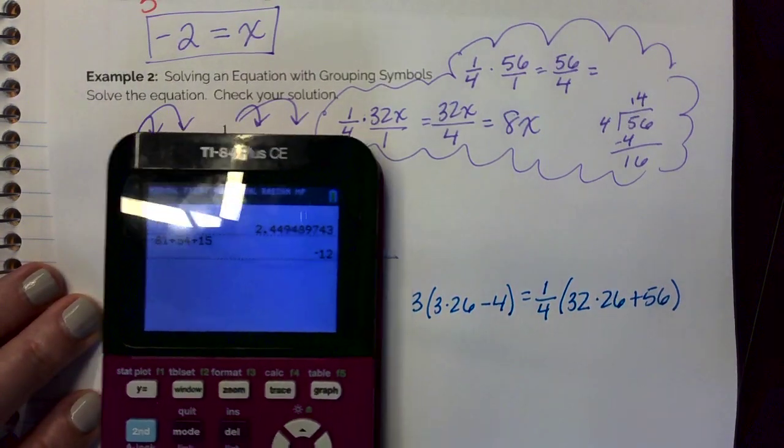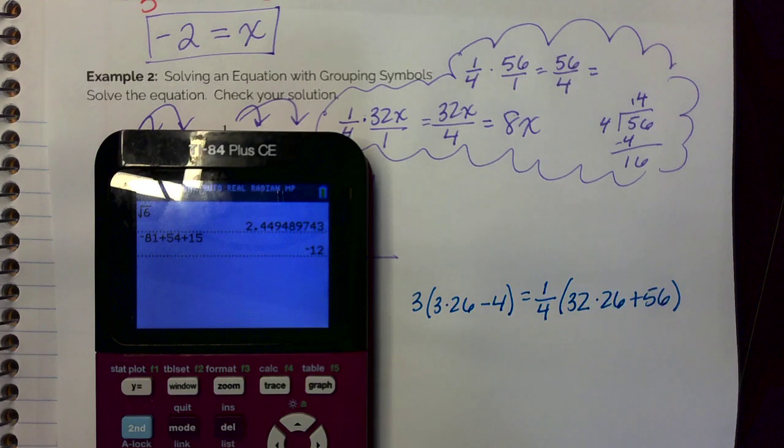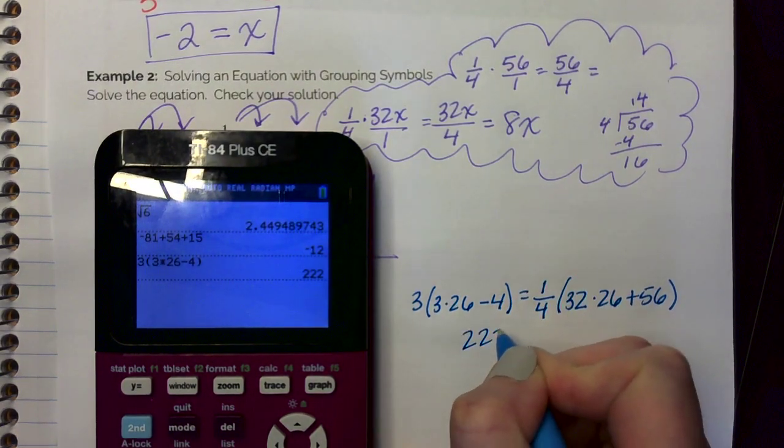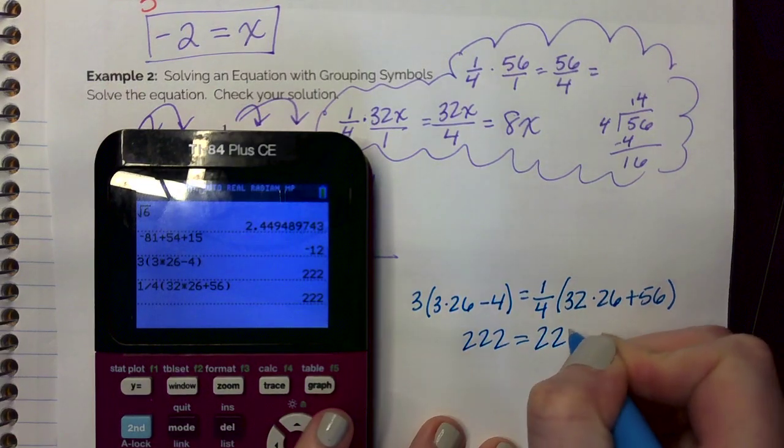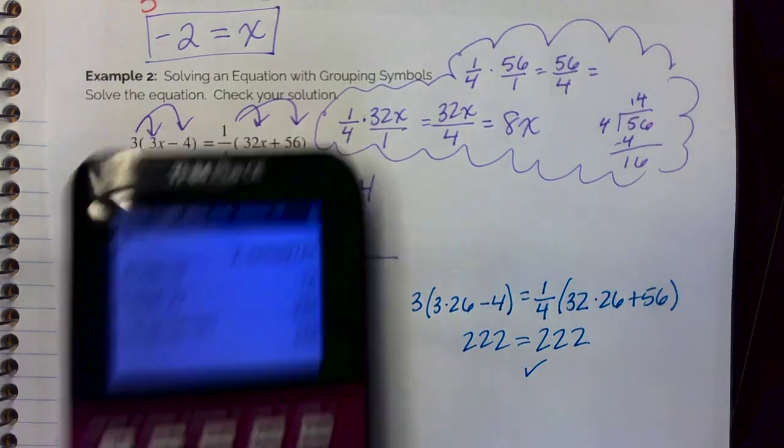So let me pull this in. Let me put the left side in. 3 times 26 minus 4. I get 222. And then I'll do 1/4 times 32 times 26 plus 56 also equals 222. So this checks out.